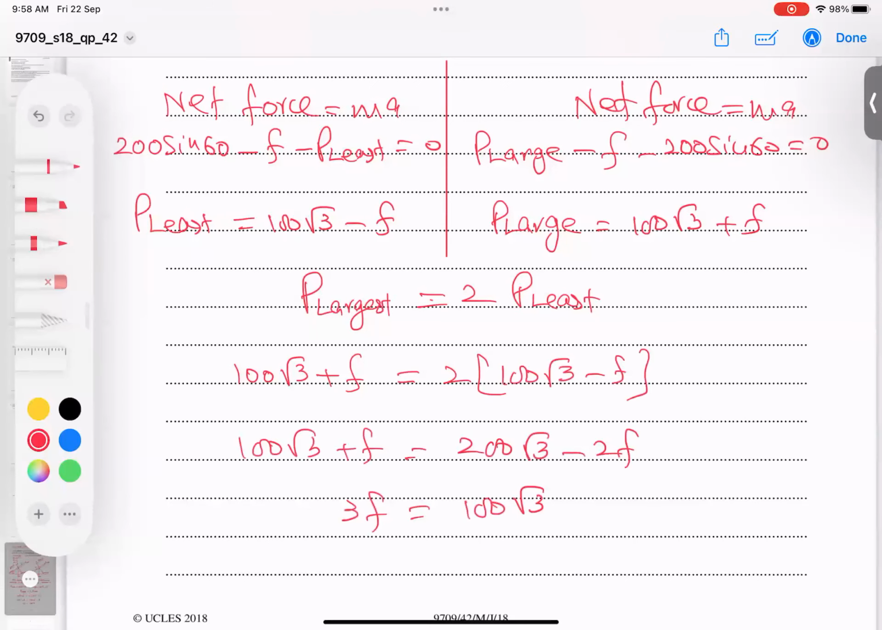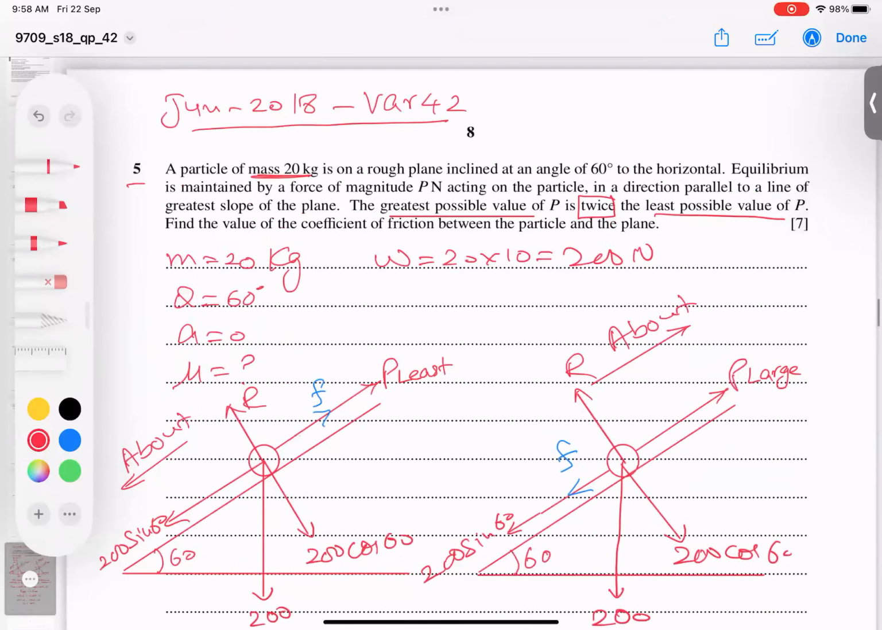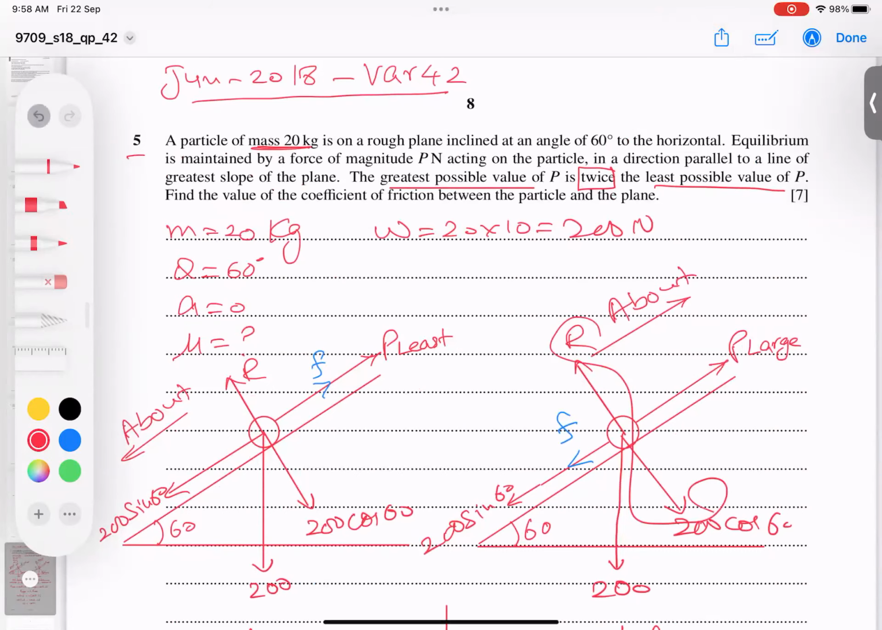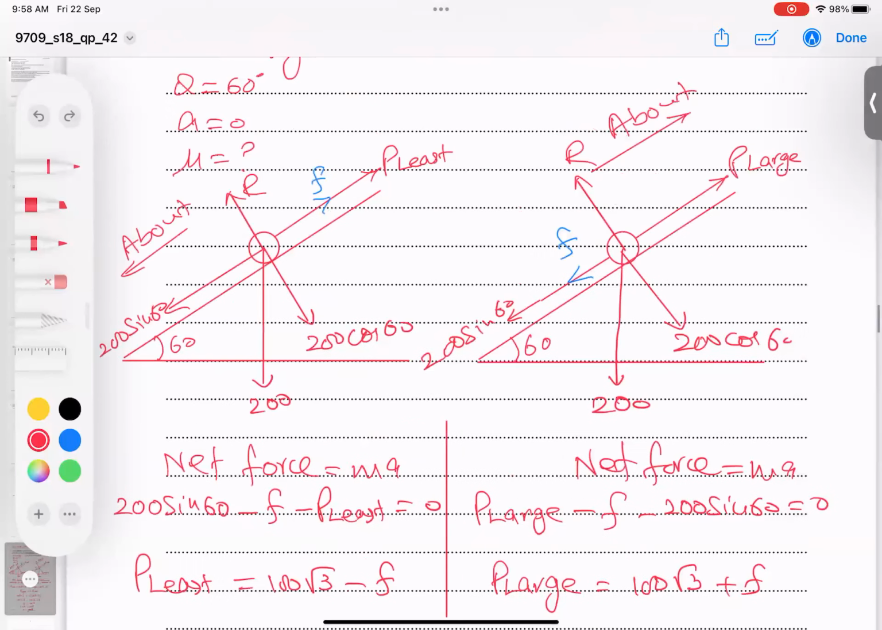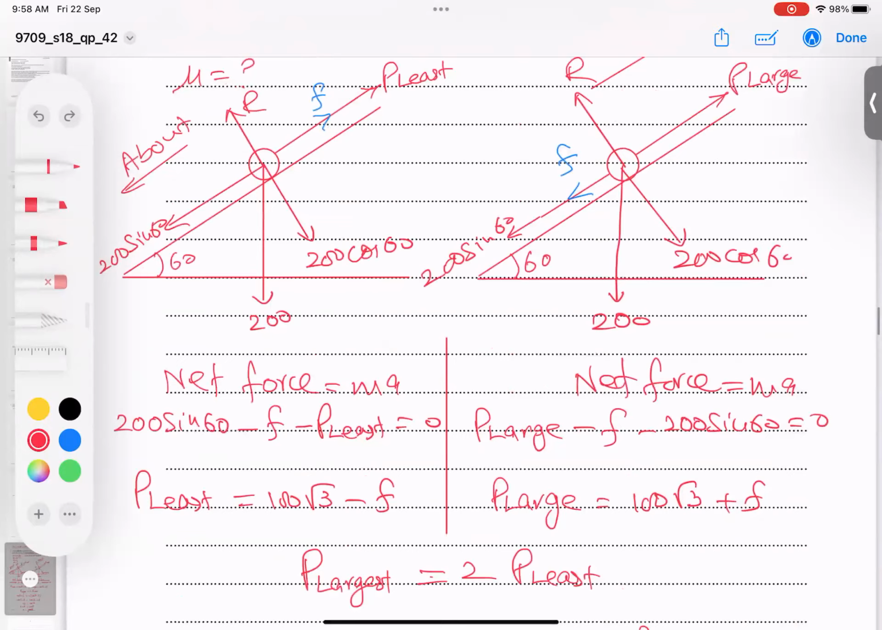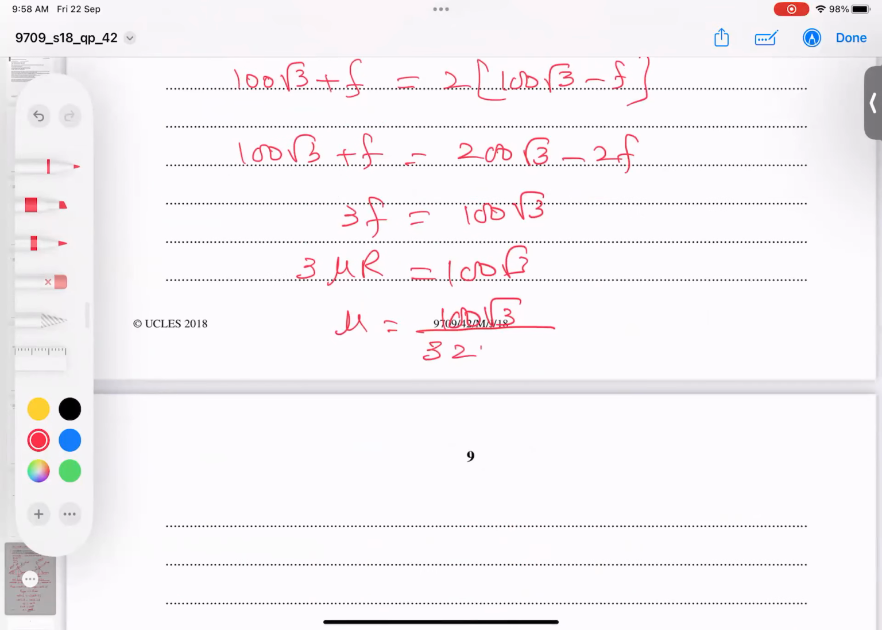And what is F? F is mu R. I'm writing here 3 times mu R. My target is to make mu the subject, so I keep mu here and bring the rest to the other side: 3 and R. What is the R value, students? R is very simple: it is equal to 200 cos 60.